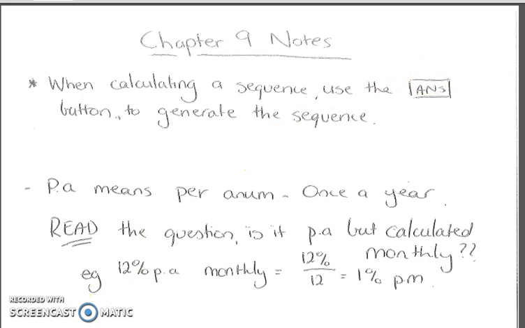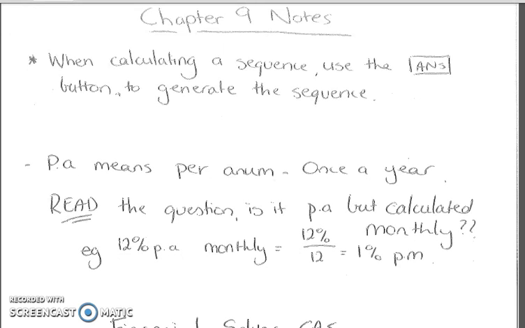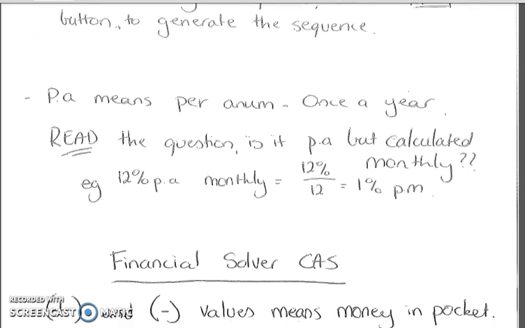So when calculating a sequence, use the ANS button to generate a sequence. So that's the same as what I've mentioned before. Just get that formula in and keep pressing ANS. It's going to save you time. Make sure you count how many times you press ANS.